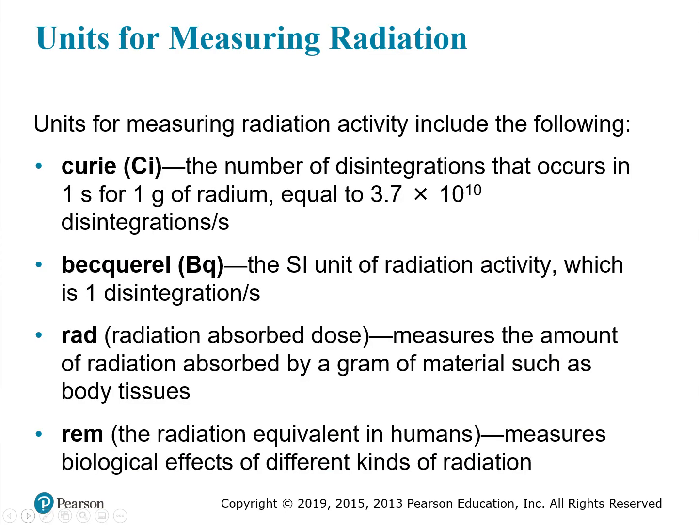There are several different units that can be used to measure radiation and radiation activity. We have the Curie, which is named for Marie Curie. We have the Becquerel, which is the SI unit. Always know which unit is the SI unit. We've got the RAD, which is the radiation absorbed dose, and the REM, radiation equivalent in humans.